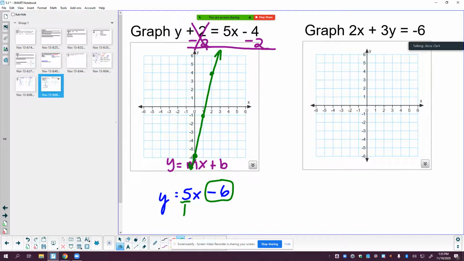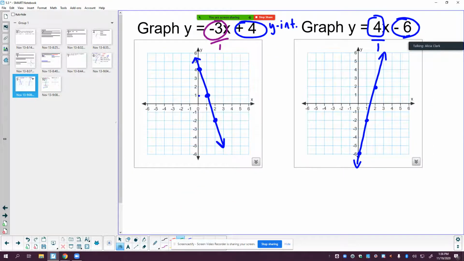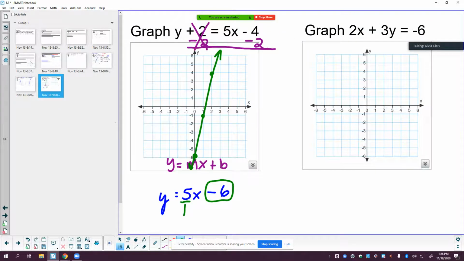Now, a good way to always check and make sure you have it graphed correctly is that uphill lines have positive slopes. Since this was a positive 5, my line should be going uphill, like it was here. If I went back and looked at these two, this second example with the slope of 4 was positive, so it should be going up. This one had a slope of -3, so it should have been going down. So you can always double check and make sure you have the right information.